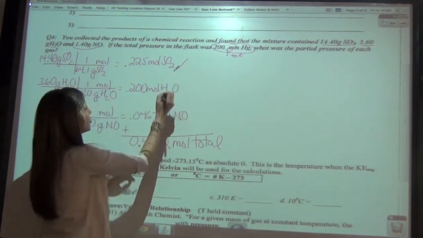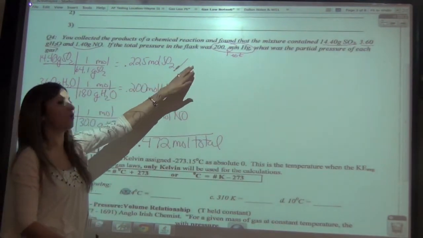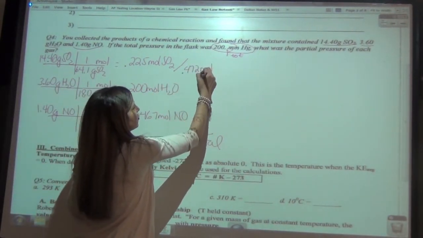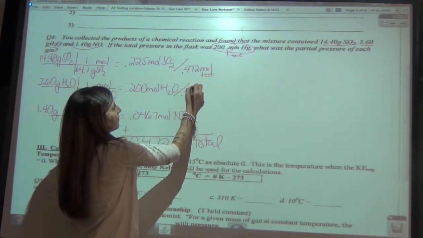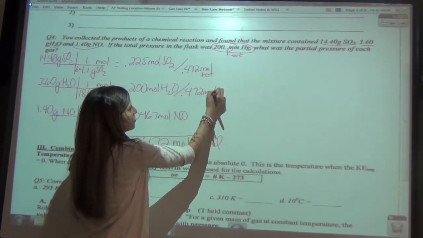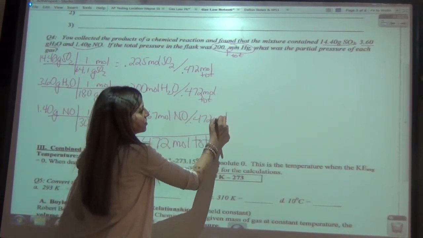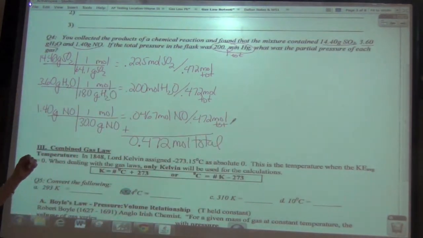So on this one, you can do under if you want to. I'm just going to do it over on the side. So divided by 0.472 moles total, divided by 0.472 moles total, divided by 0.472 moles total.